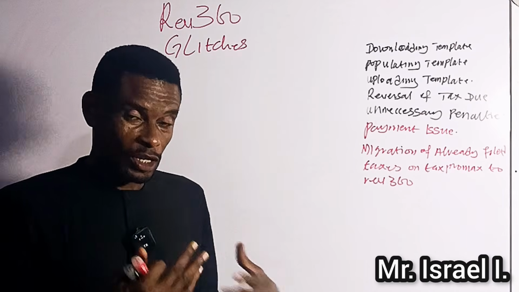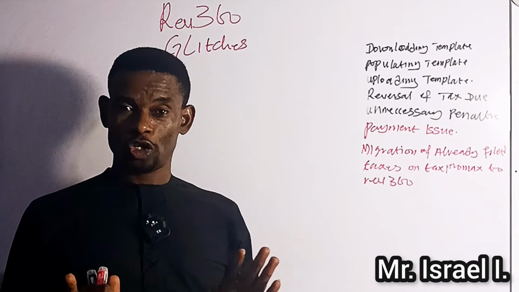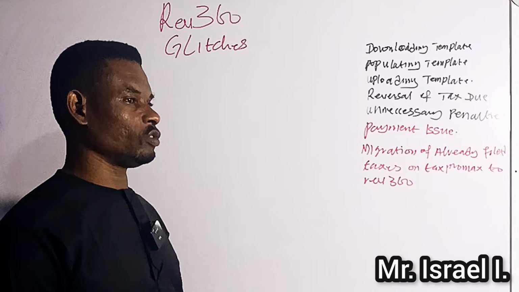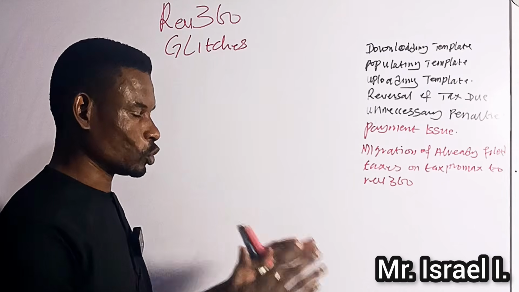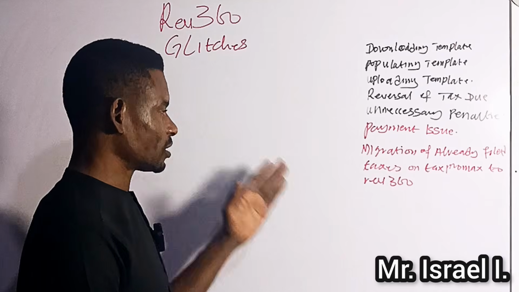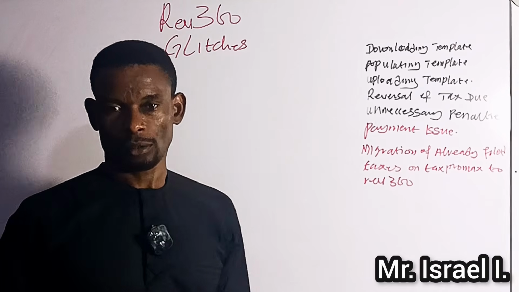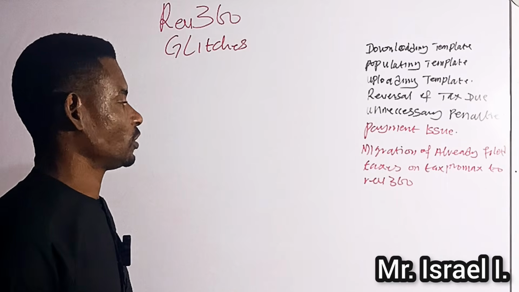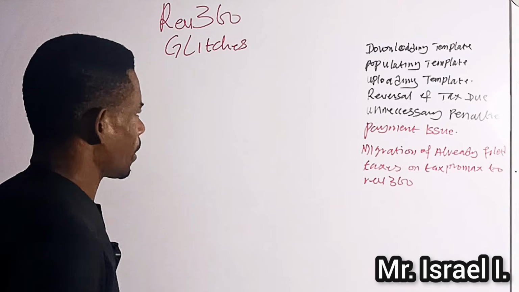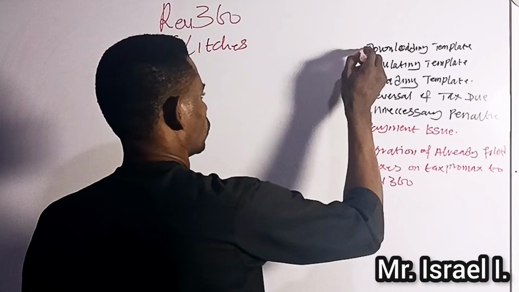And if there's any that you think I didn't mention here, you can put it in the comment section. The aim of this video is to pass this message to the right authority, to NRS, to see where the taxpayers are having issues so that they can amend it and work on the Rev360, right? So the first area is the downloading issue.